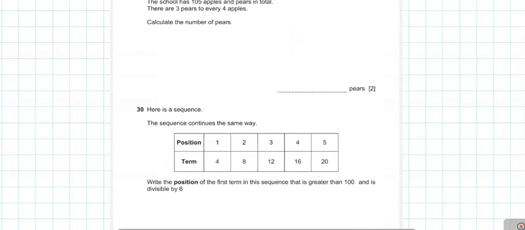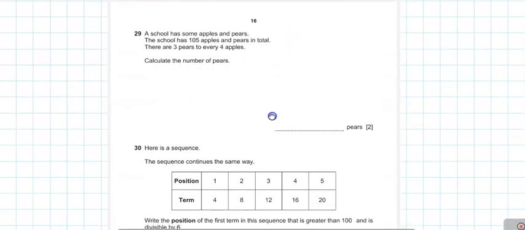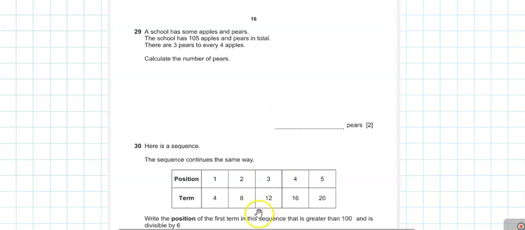question 29. Bismillah. A school has some apples and pears. The school has 105 in total. There are 3 to every 4. Calculate the number of pears.